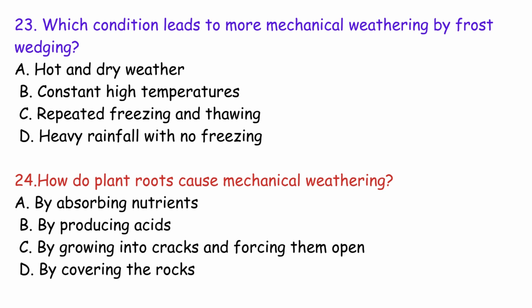22. What is it called when ice causes rocks to break apart? A. Thermal expansion. B. Frost wedging. C. Oxidation. D. Acid reaction. 23. Which condition leads to more mechanical weathering by frost wedging? A. Hot and dry weather. B. Constant high temperatures. C. Repeated freezing and thawing. D. Heavy rainfall with no freezing. 24. How do plant roots cause mechanical weathering? A. By absorbing nutrients. B. By producing acids. C. By growing into cracks and forcing them open. D. By covering the rocks.